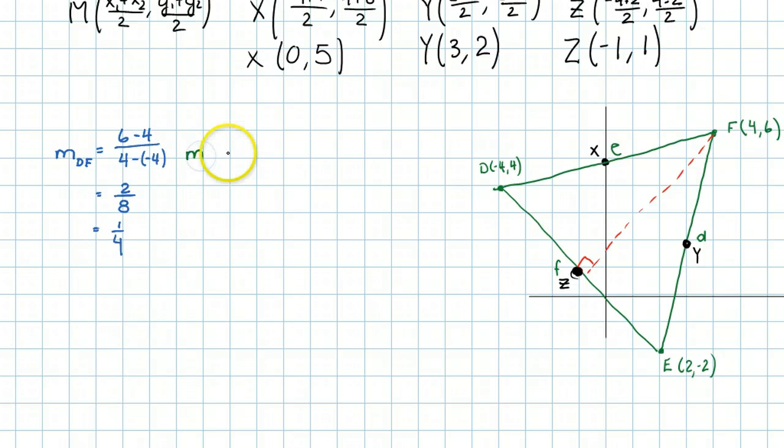The slope of DE, and that's going to give me 4 minus minus 2 over negative 4 minus 2, which is going to give me 6 over negative 6, which is minus 1. Again, I can read that right off the graph and see that's right.